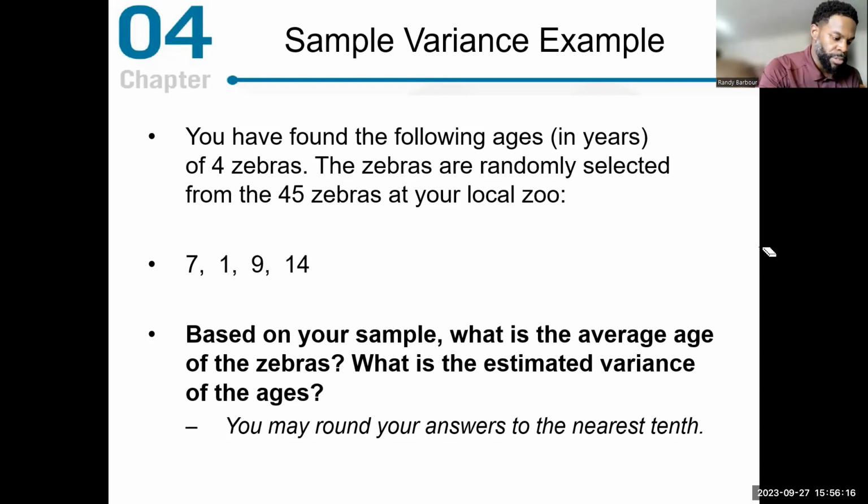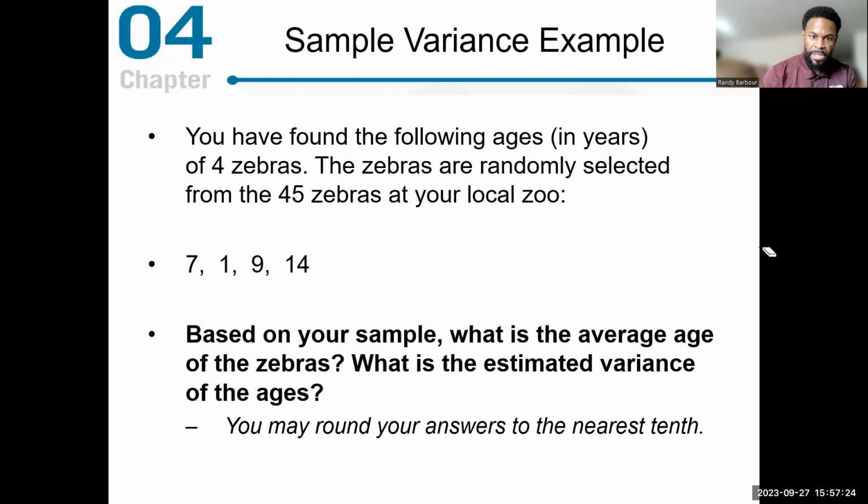So 7 minus 7.75 squared is going to be 0.5625 for the first one. 1 minus 7.75 should be 45.5625 for the second one. 9 minus 7.75 should be 1.5625 for the third one. 14 minus 7.75 is 39.0625. And then we're rounding to the nearest tenth once we get it.